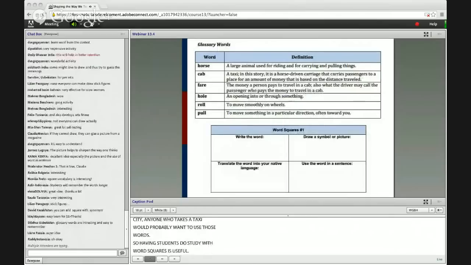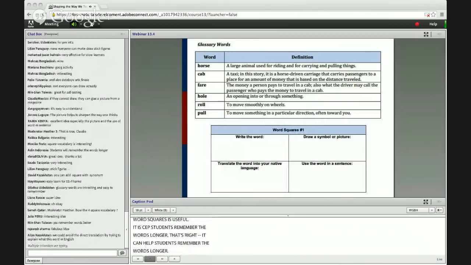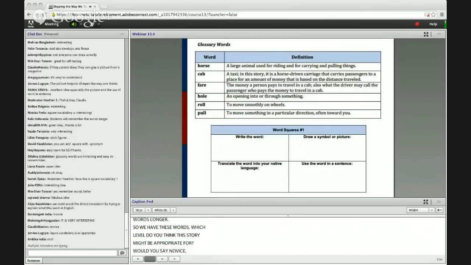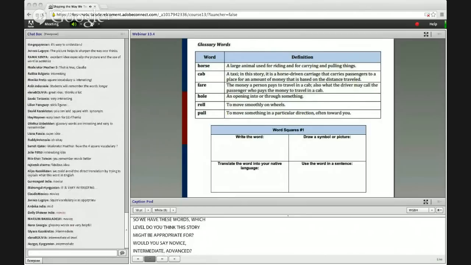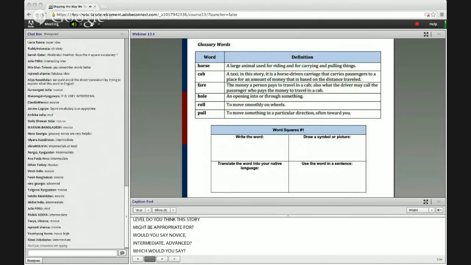Based on the target words here, we have horse, cab, fare, hole, roll, pull. Which level do you think this story might be appropriate for? Would you say novice, intermediate, advanced? Which would you say? Novice, intermediate, advanced? What do you think? Okay, I'm seeing intermediate. Some people are saying novice.